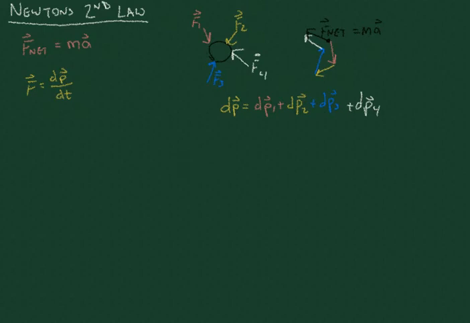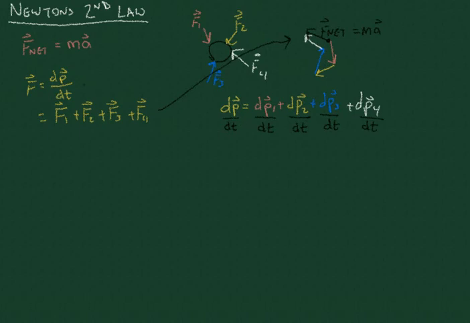Okay, and then since force is just the derivative of that with respect to time, we just take a time derivative of all of these. So in other words, the net force is just F1 plus F2 plus F3 plus F4, which is exactly what we saw up here. Okay, so we can show it in terms of equations, and we can also look at it graphically in terms of vectors.